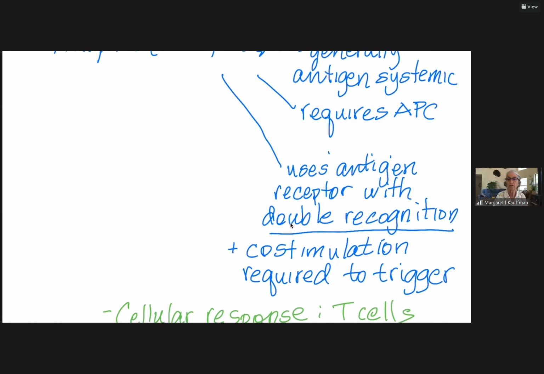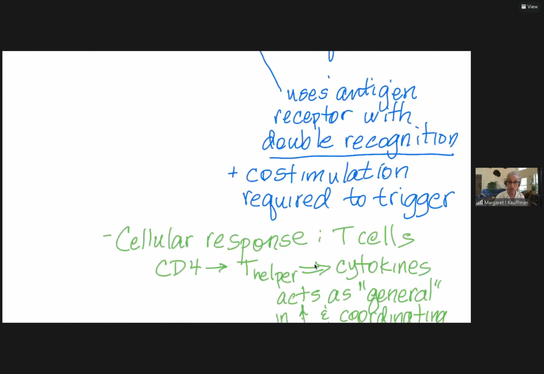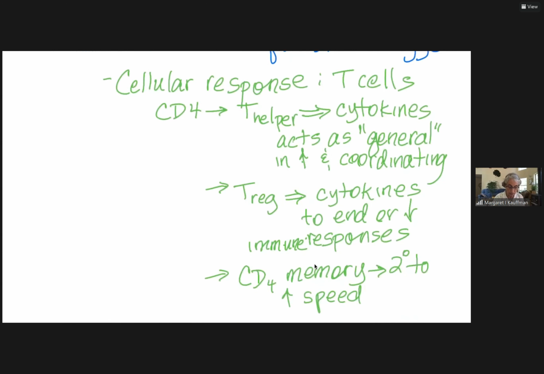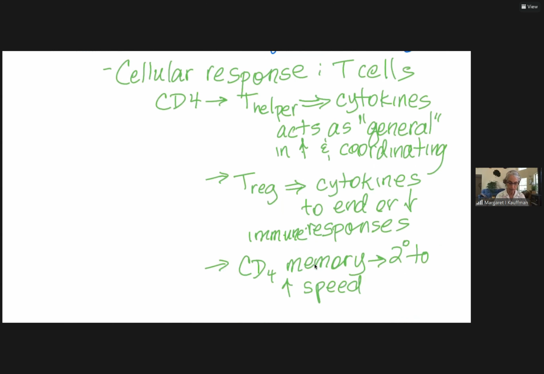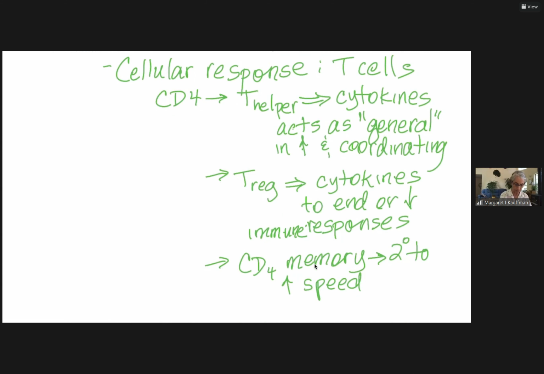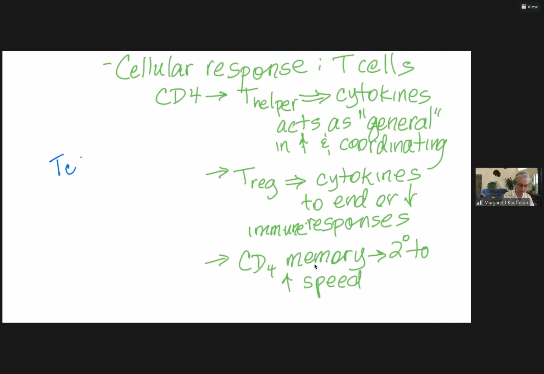Now, when they do this, there are two steps that we'll come back to next week: double recognition and co-stimulation. And we'll talk about that. That has to occur. The last thing about it, which we haven't talked about, but we will next week, is you divide it into two types of responses, and Dina alluded to this. If it is an intracellular pathogen, you need a certain type of T cell. So the cellular response here is carried out by cytotoxic T cells, which I probably didn't write, T cytotoxic. These are for the intracellular or cancer.